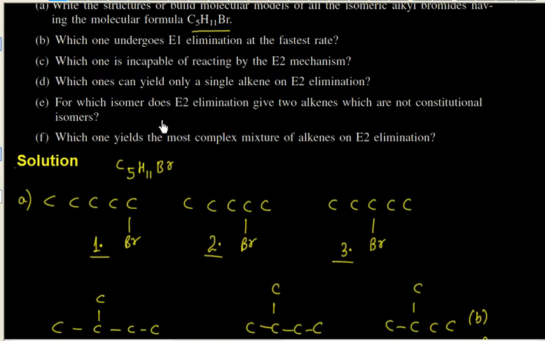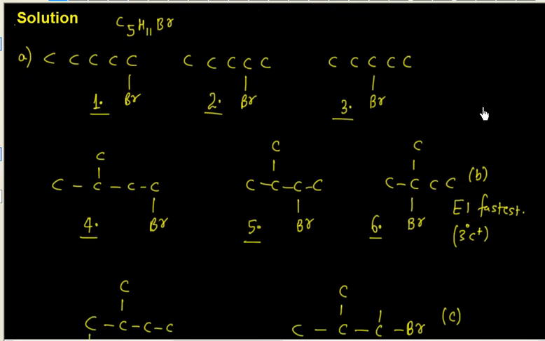Now the next part says which one can yield only a single alkene by E2 elimination. I need a single alkene. If I do this one, I will get cis as well as trans. If I do this one, I will have only one. If I make a double bond here, this will generate only one, and this side also. So I can make a double bond this side, or I can get this side. So this is not a possible answer.